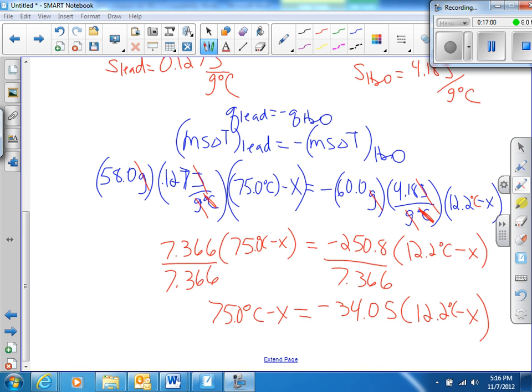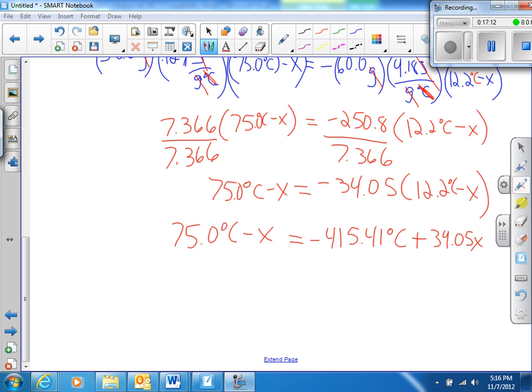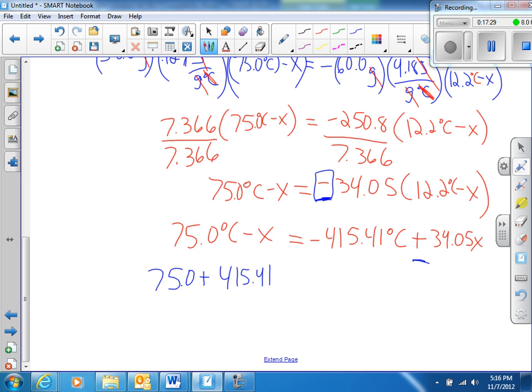Okay, so now I need to distribute the 34.05. And again, be very careful with your positives and negatives. I had to distribute this negative sign right here also, so I get a positive over here. So now I have 75 plus 415.41 is equal to 34.05x plus x. So I get 35.05x is equal to, wait, these were degrees Celsius.